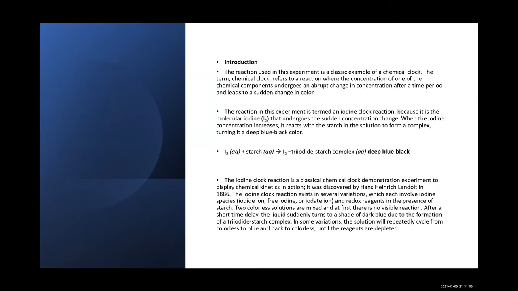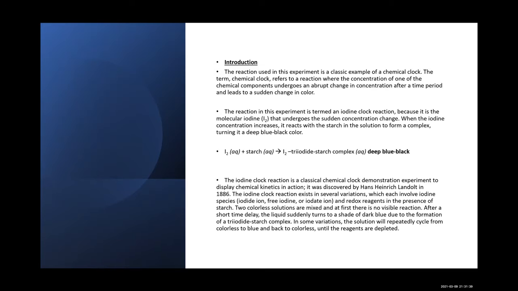Introduction. The reaction used in this experiment is a classic example of a chemical clock. The term chemical clock refers to a reaction where the concentration of one of the chemical components undergoes an abrupt change in concentration after a time period and leads to a sudden change in color. The reaction in this experiment is termed an iodine clock reaction because it is the molecular iodine, or I2, that undergoes the sudden concentration change.